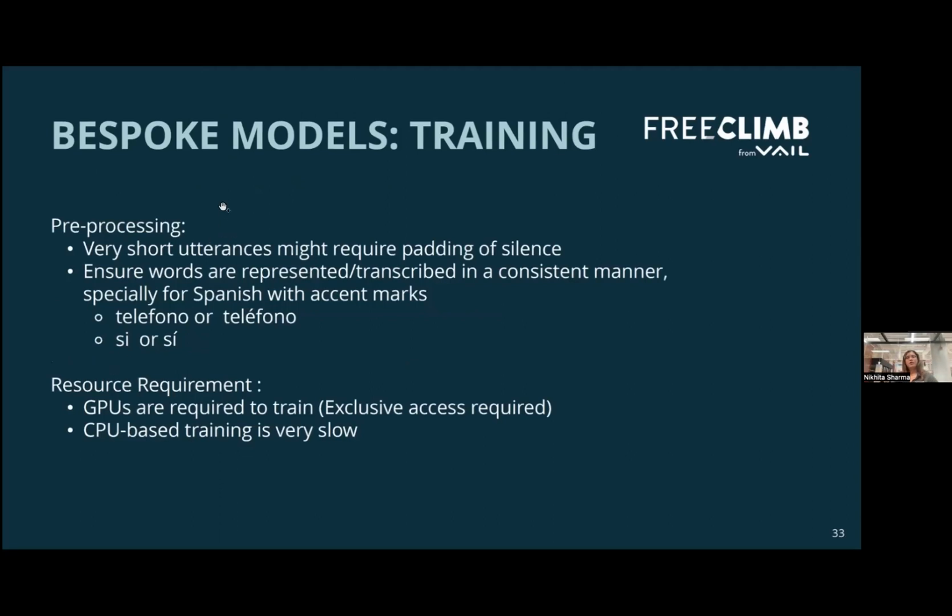So once you have your data, once you have your high quality data set, there are a few pre-processing steps which might be necessary. For example, if you are dealing with very short utterances, you might have to do some padding of silences in the beginning and end, because there is a minimum length requirement when training with Kaldi. That might change depending on what toolkit you use, but for Kaldi, we do have to pad silences sometimes.